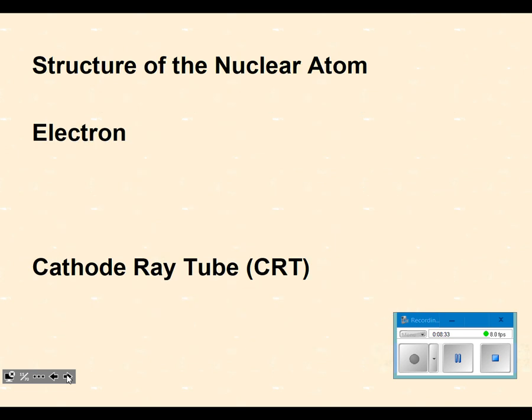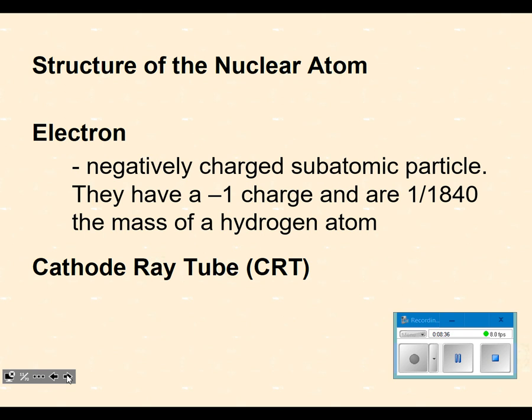So in the structure of the atom, we have an electron. And an electron is a negatively charged subatomic particle. Really, they have a -1 charge, and they are 1 over 1,840th of the mass of a hydrogen atom. That means a hydrogen atom is like 1 AMU or 1 gram. And since it's really tiny, you can take that and divide it by 1,840. So it's super small.